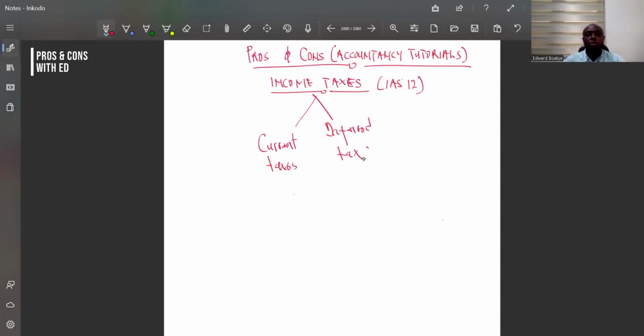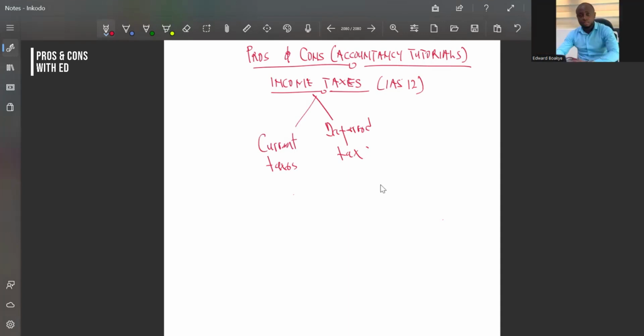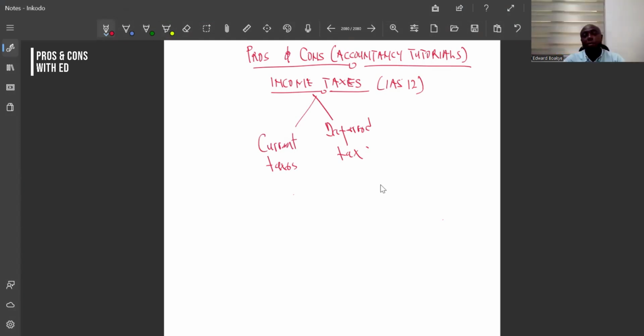Now, one, what do we mean by current tax? Current tax can simply be termed as the taxes you are currently paying on the profit that you have achieved or the income that you have achieved currently. So current tax is the tax you pay on your current income or your current profit. Then how are we going to calculate it?